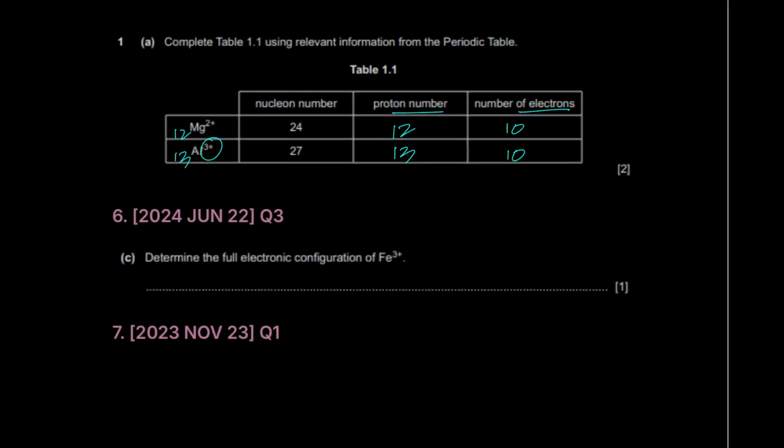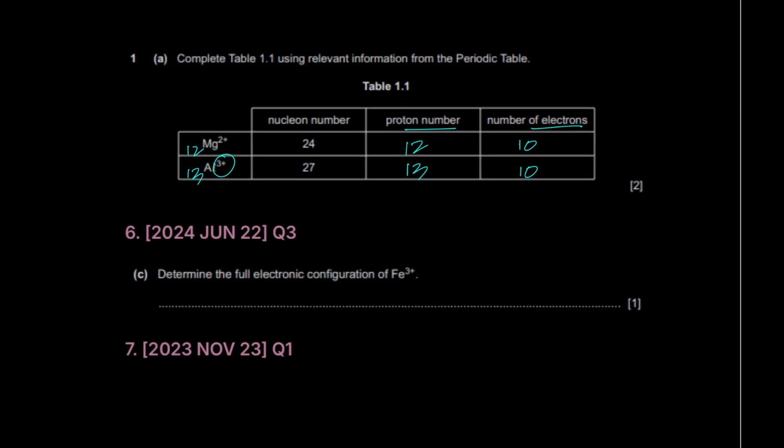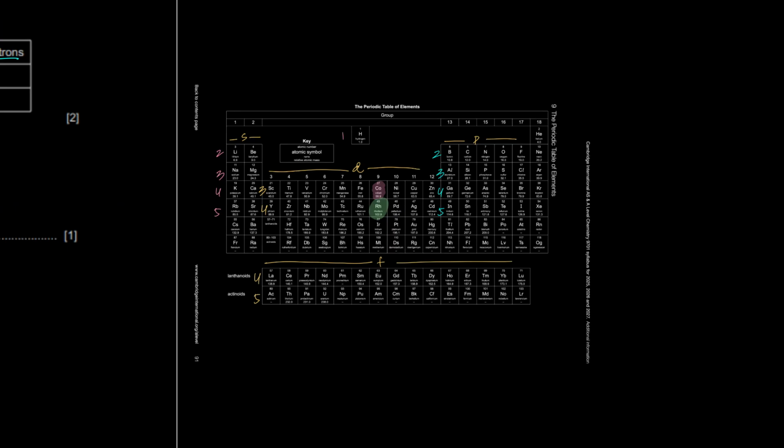Just like you drew the graph for ionization energy. Determine the full electronic configuration of iron 3 plus. For that, remember, what did I teach you guys? I taught you to write the electronic configuration of iron first. Whenever you want to write the electronic configuration of an ion, always write the electronic configuration of its atom.